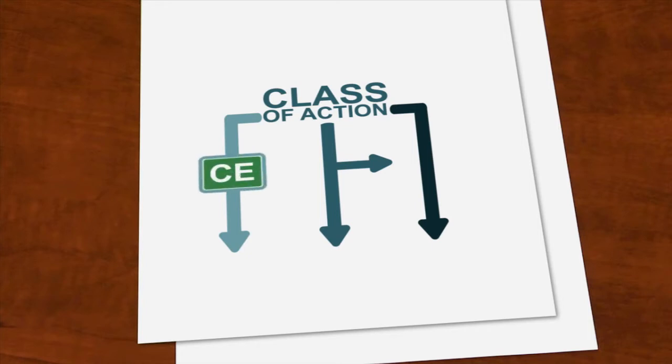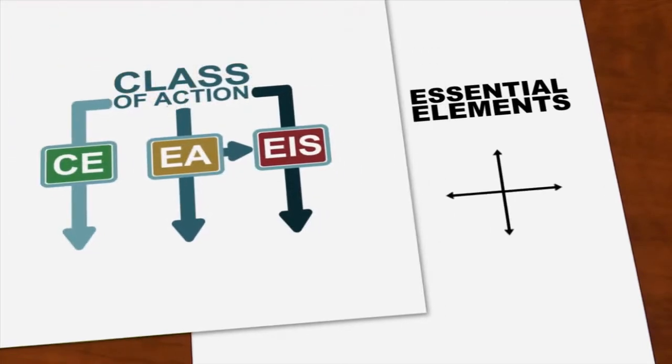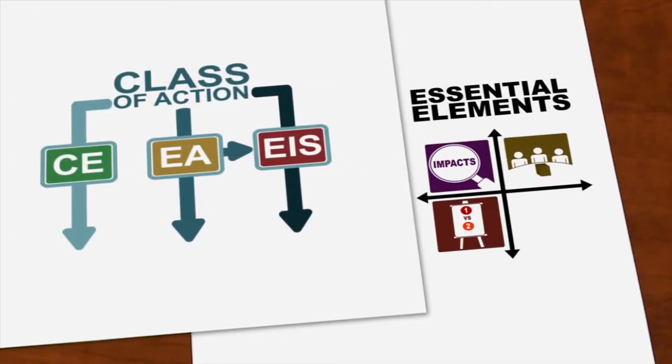Whether you're going to do a categorical exclusion, a CE, an environmental assessment, an EA, or an environmental impact statement, an EIS. The significance of the project's impacts also helps you identify the requirements for other essential elements, such as documentation, agency coordination, public involvement, and environmental commitments. This module will present an overview of the agency coordination essential elements.